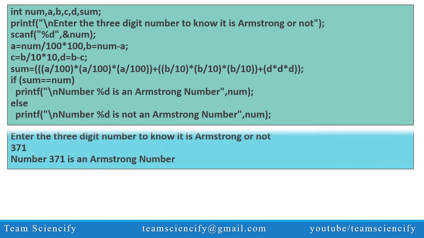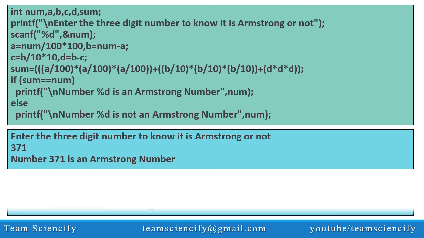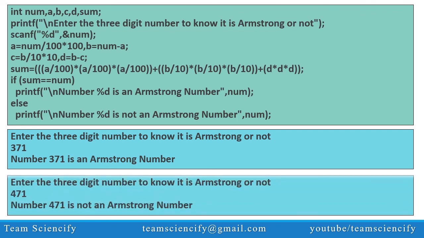Look at the example given. When you enter the number 371, in the output we get the statement: the number 371 is an Armstrong number, because the test condition sum is equal to num is satisfied, so the if statement will be executed. In the second example, when you enter the number 471, in the output we get the statement: the number 471 is not an Armstrong number, because the condition num is equal to sum is not satisfied. So the if statement will be skipped and the false block statement, that is the else part, will be executed.